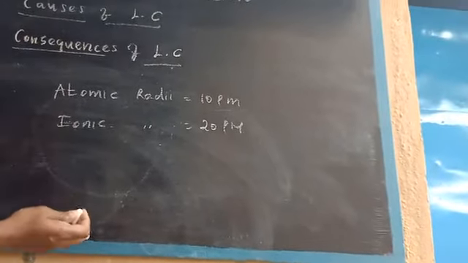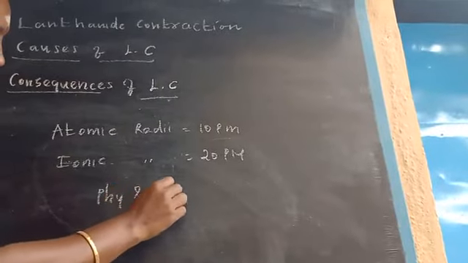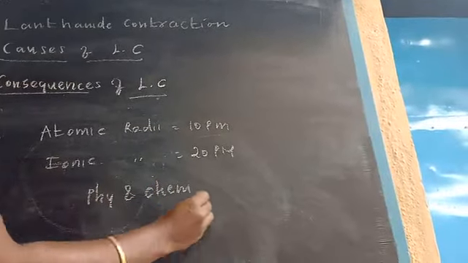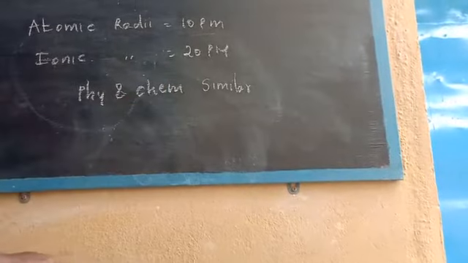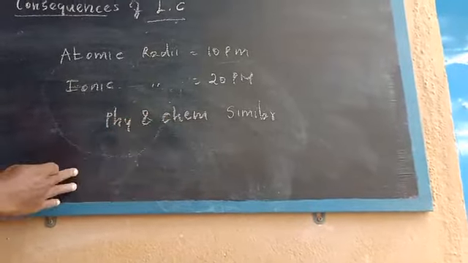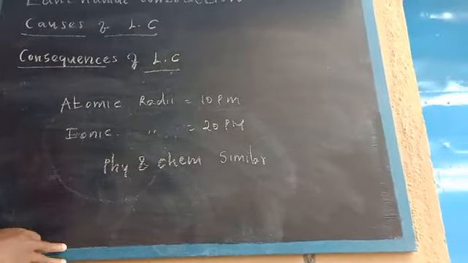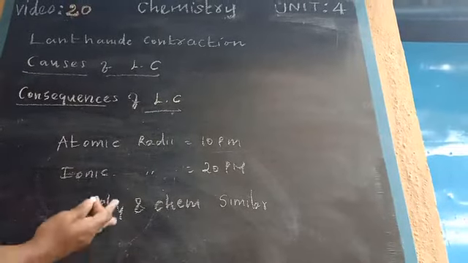This denotes that the physical as well as chemical properties are similar. So there is more or less no variation in the chemical and physical properties of the lanthanoid series elements. Next, let us talk about the size.